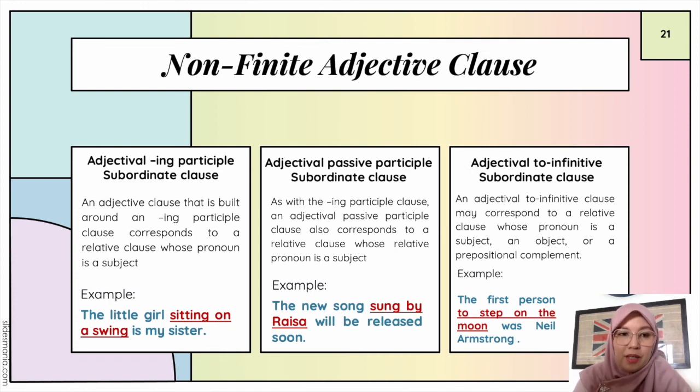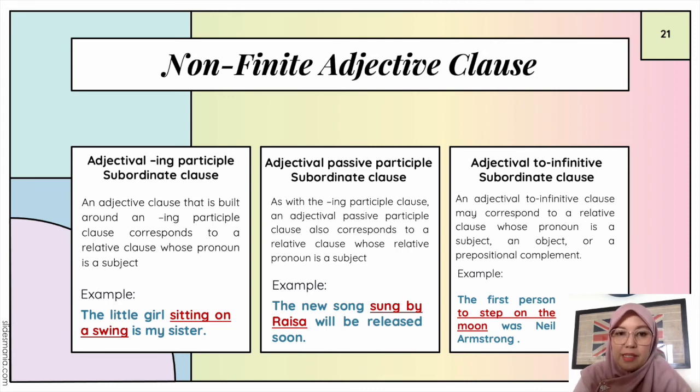The next one, adjectival passive participle subordinate clause. As with the -ing participle clause, an adjectival passive participle clause also corresponds to a relative clause whose relative pronoun is the subject. The example, the new song sung by Raisa will be released soon. The phrase sung by Raisa is the adjectival passive participle subordinate clause.